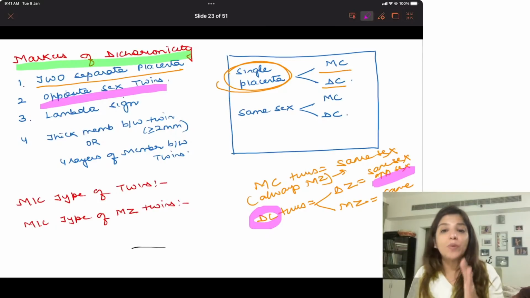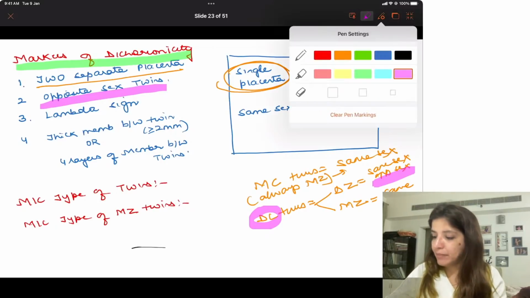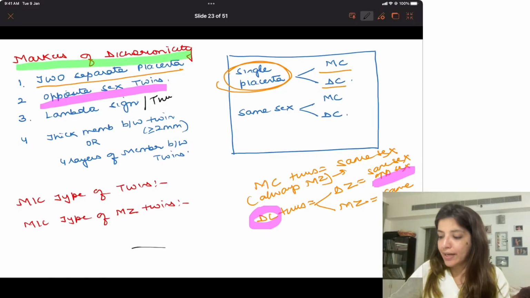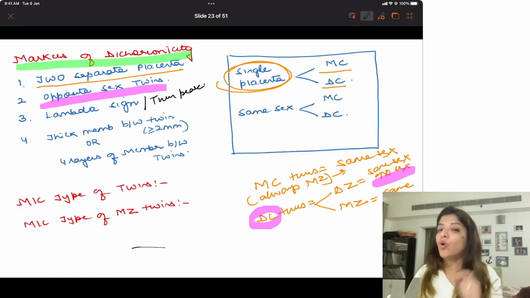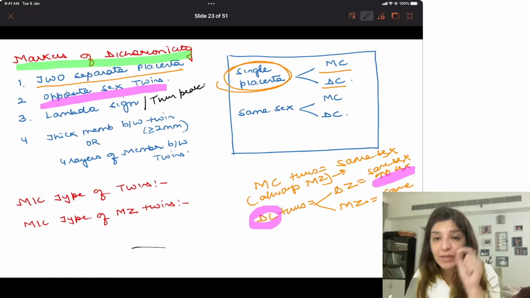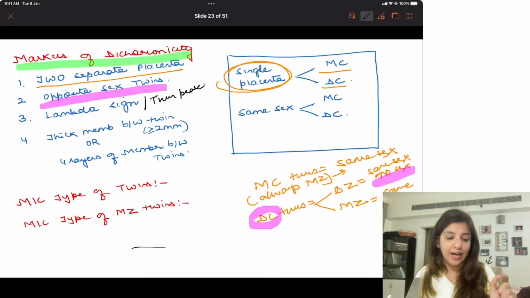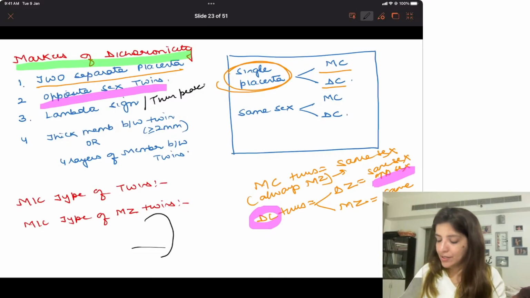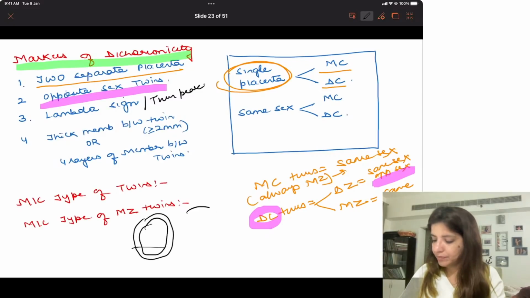Third is twin peak sign or lambda sign. If you are getting a twin peak sign or lambda sign, that means you are dealing with dichorionic twins. So over here, this is dichorionic, diamniotic.